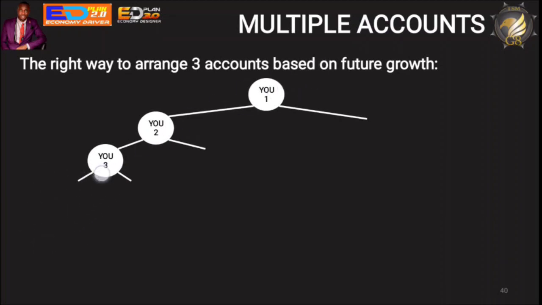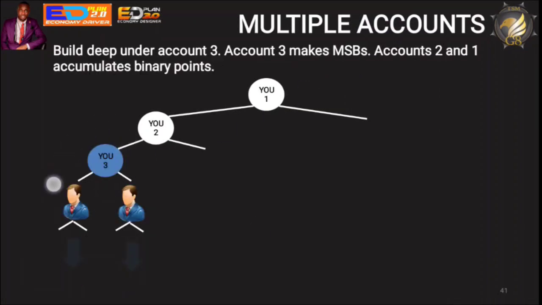Now, let's assume you've only managed to start with 3 accounts. This is how we are going to arrange you. And then you are going to start building your team under account 3. If you do not have money to start with to add the 4th account, this is where you're going to start building your team.